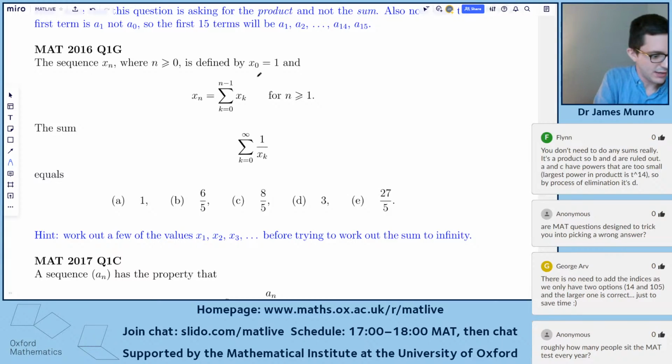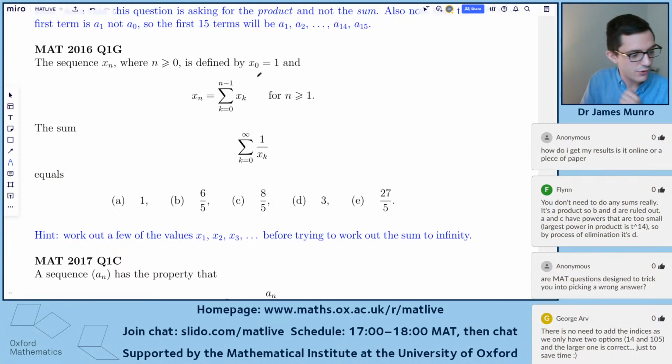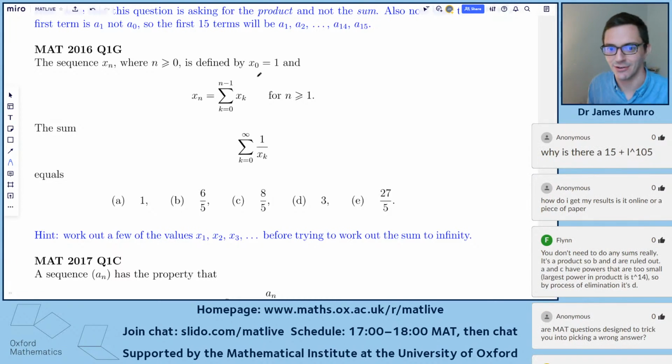Right, cool. You get your results through an automatic email if you've applied to Oxford. Why is there a 15 plus L to 105? I don't know. Nobody picked it today.